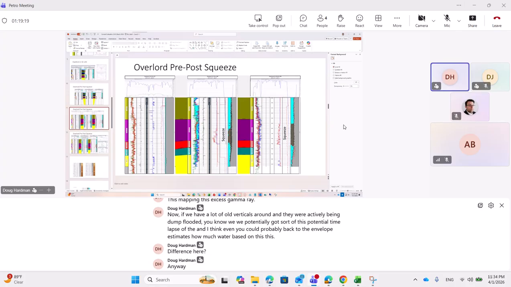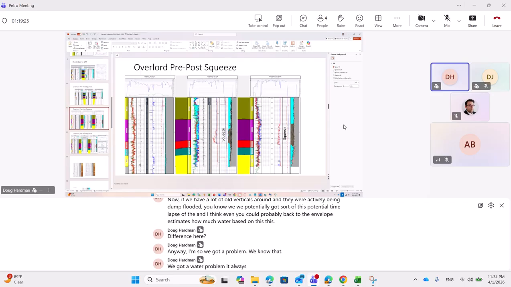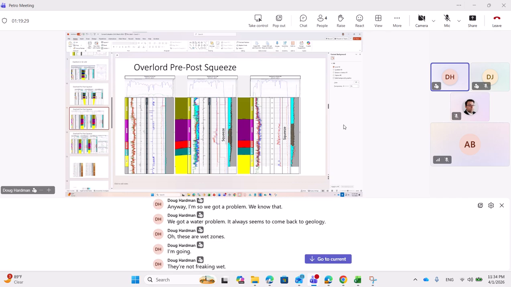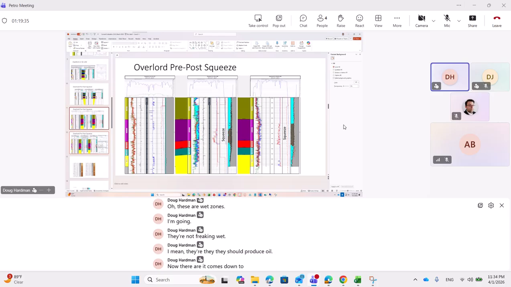Anyway, so we've got a problem. We know that we've got a water problem. It always seems to come back to geology. Oh, these are wet zones. I'm going, they're not freaking wet. I mean, they should produce oil. Now it comes down to pressure, relative perm, which is water saturation.